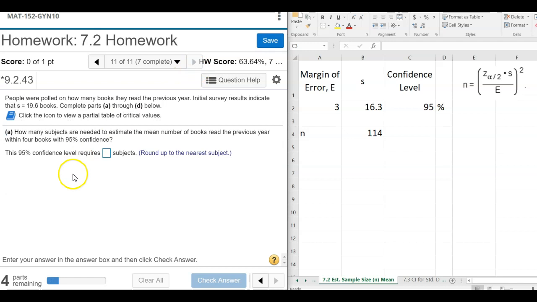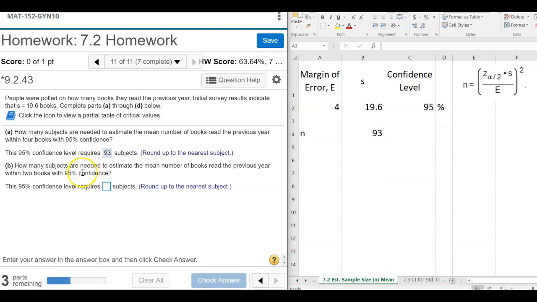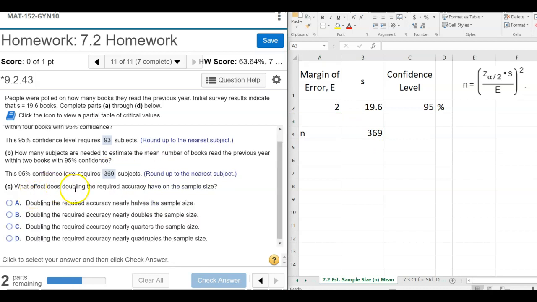All right, and let's do one more of these sample size ones. All right, we got 19.6 is our value for S here. 95% confidence within 4 books. So after within is 4. So we need 93. All right, and then how many subjects are needed to estimate the mean number within 2 books? So now we're halving our margin of error. And notice that went way up. All right, so what effect does doubling the required accuracy have on the sample size? So there is our margin of error. If we double that from 2 to 4, notice we went from 369 to 93. If I divide that, we almost have a 4.